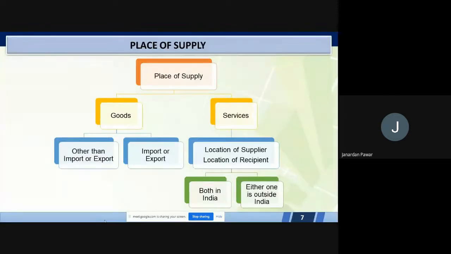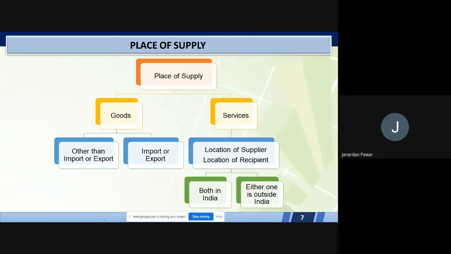Look at this. So this is a place of supply, and here we are going to talk about the concept of place of supply as far as goods and services are concerned. In case of goods, what will be the place of supply? In case of service, what will be the place of supply? That also we are discussing here. We are also going to talk about the place of supply in case of import, in case of export, and so on. So just look at this and try to understand something by looking at this particular slide. Have a look.